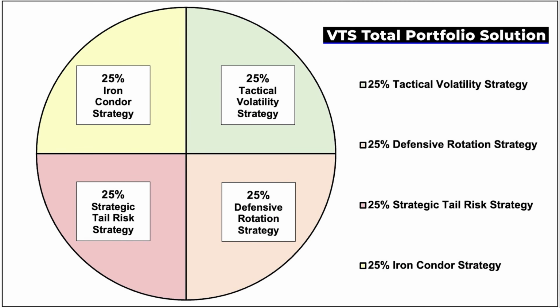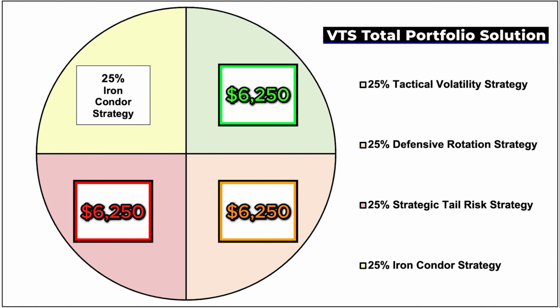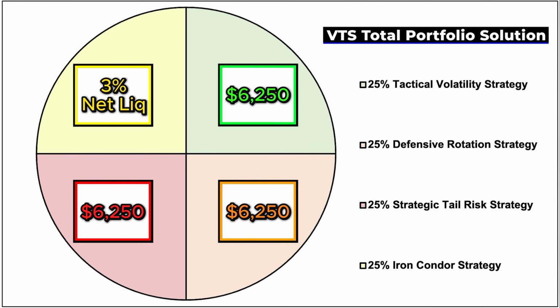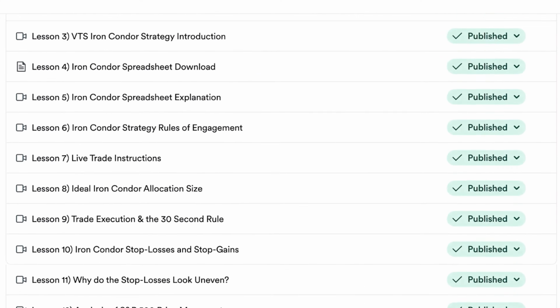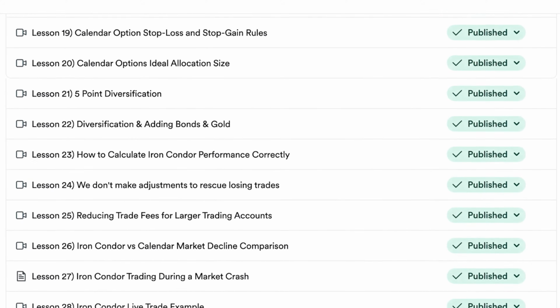Now, also important, the Total Portfolio Solution is currently 4 strategies with 25% allocations to each of them, so it's very easy to divide up. If I'm taking a new trade in the Tactical Volatility strategy, for example, it would be $6,250 dedicated to that new position. And that's across the board here, so super easy to trade a $25,000 portfolio. Iron Condors are a little different as far as sizing goes, but there's a full video course just for Iron Condors in our VTS library, so you'll be an expert Iron Condor trader in no time.